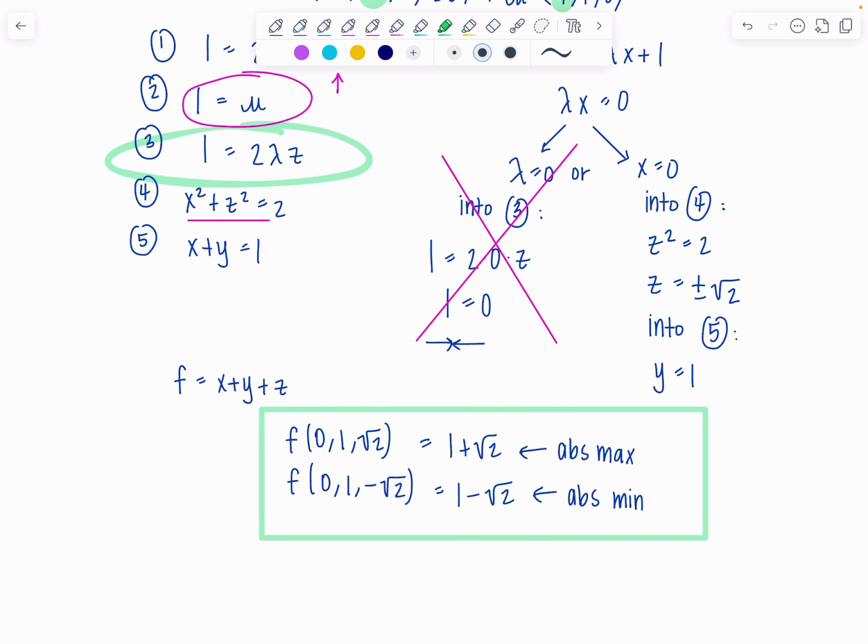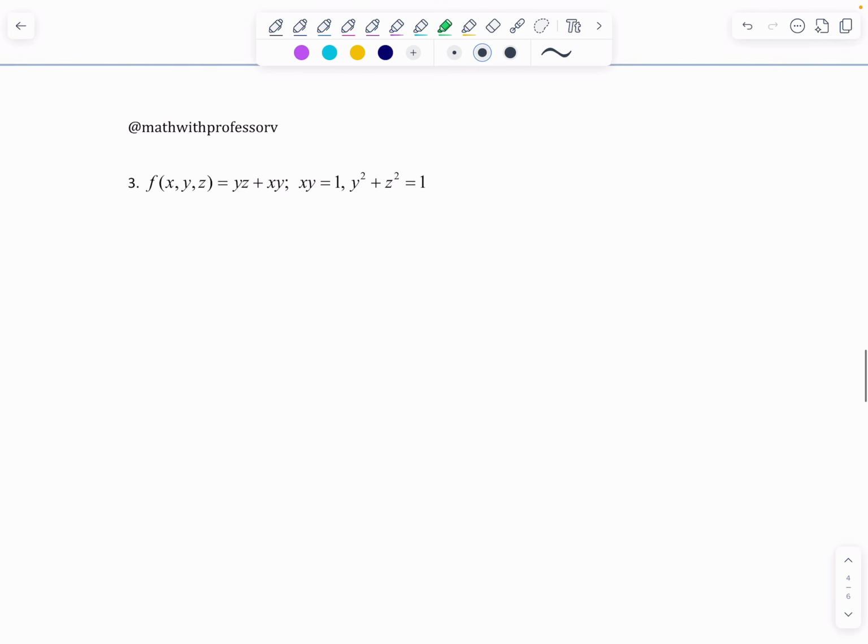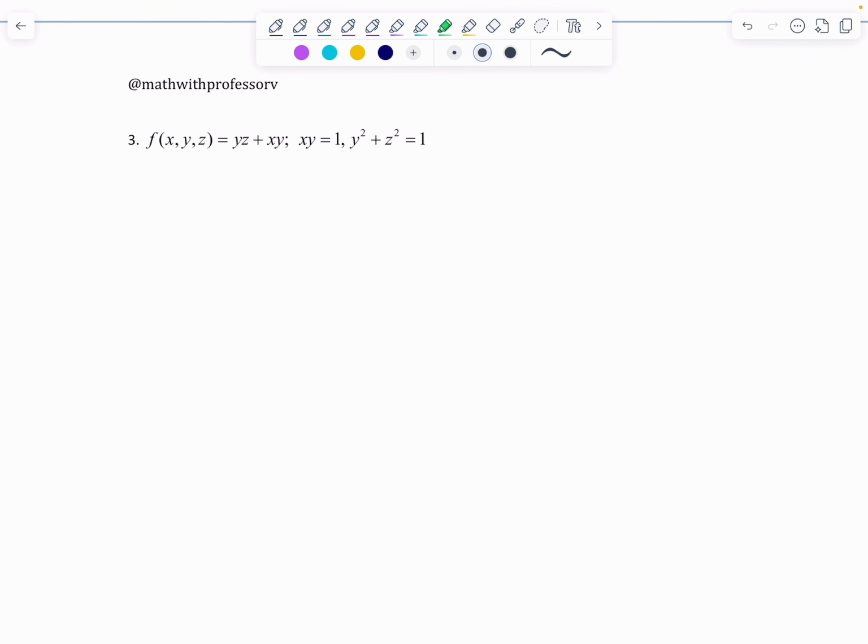Okay. Let's look at another example. f of x, y, z equals yz plus xy. Again, 2 constraints: xy equals 1, y squared plus z squared equals 1. You know what I think? I think you should pause the video, try this on your own, and see how you do.